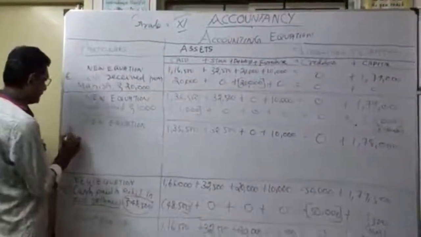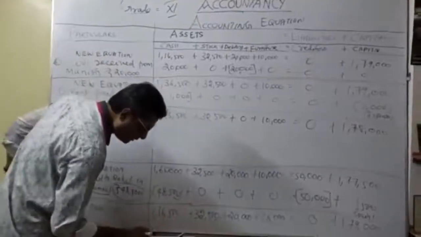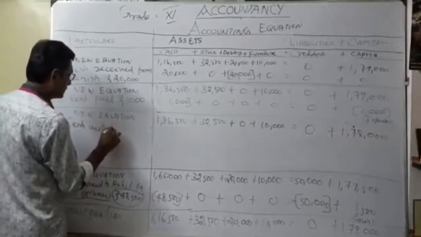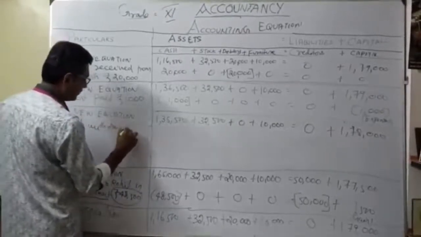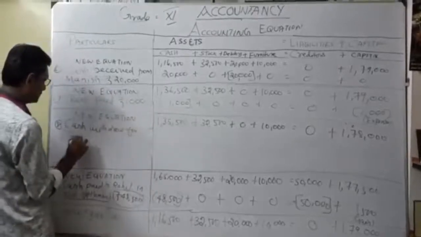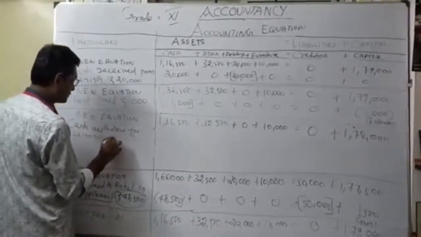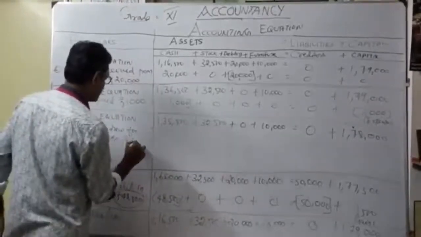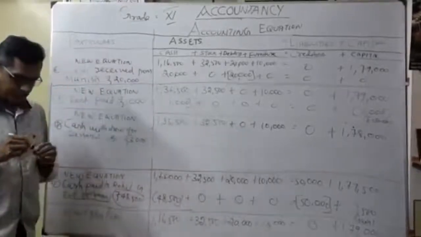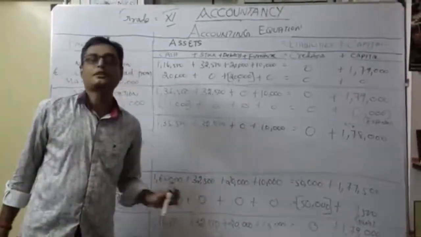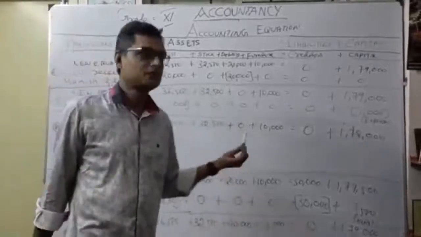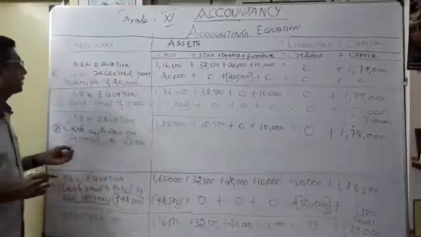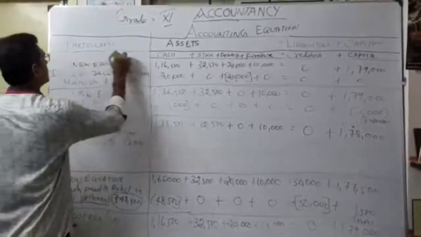So now finally the eighth one, a very important one: cash withdrawn for personal use. How much? 3,000. Okay, that means what? In the business, we drew money for personal use, not for a business purpose, correct? That's why cash withdrawn for personal use. This is a very important word. So what is it called? It is called drawings.